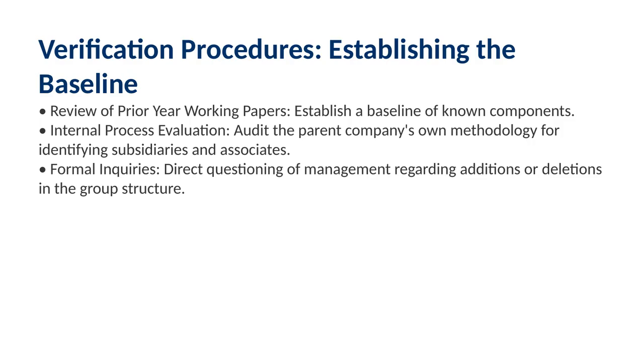Second, don't just look at the list, look at the process. Review how the parent company itself identifies its components. If their internal process is flawed, your list will be flawed. Third, have a direct, formal inquiry with management. Ask specifically about new additions or any entities that were dropped.